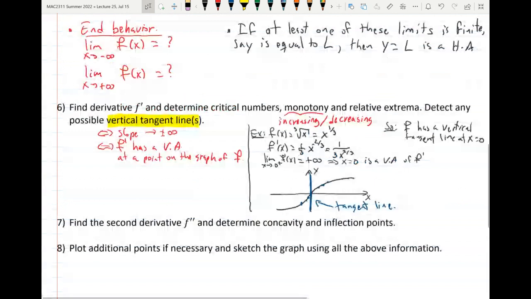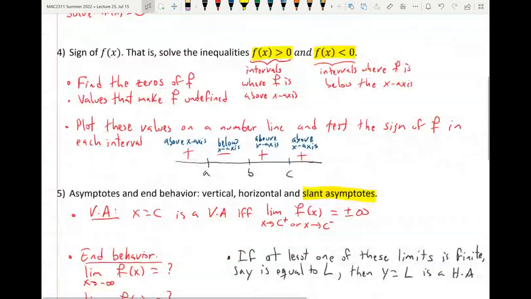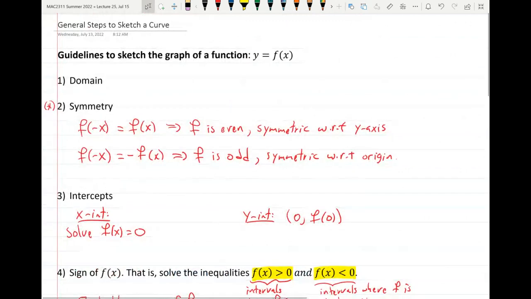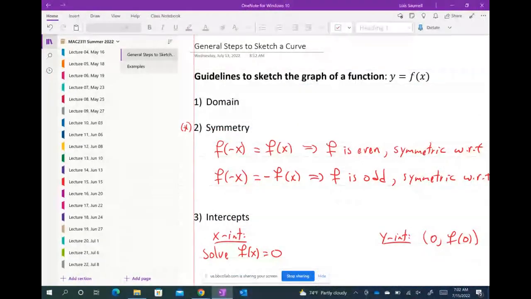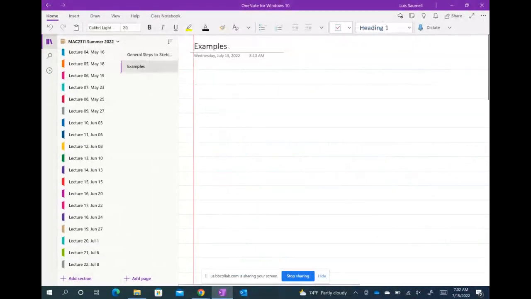So what I'm gonna do now is let's graph some functions, and the idea is that we're gonna follow these steps, one by one. Again, some of these are optional, but I strongly encourage you to follow them, and that's gonna guide your work. Okay, so without further ado, let's go and do some examples.